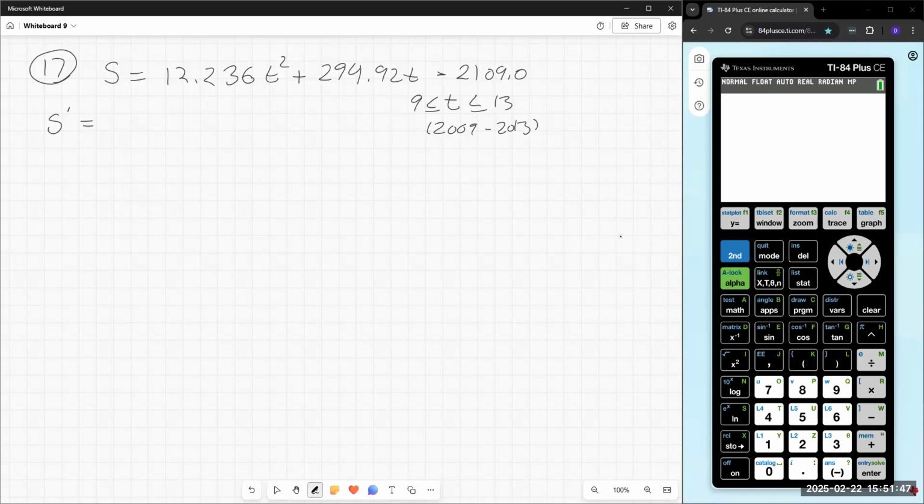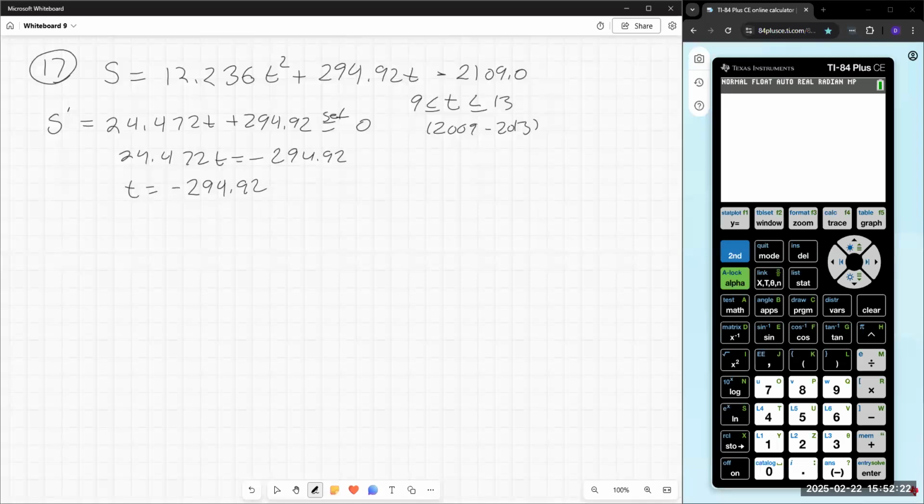So we're going to take the first derivative. That becomes 24.472t plus 294.92. We're going to set that equal to 0 to find the critical number. So 24.472t is equal to negative 294.92. And we're going to divide here. t is equal to negative 294.92 divided by 24.472.